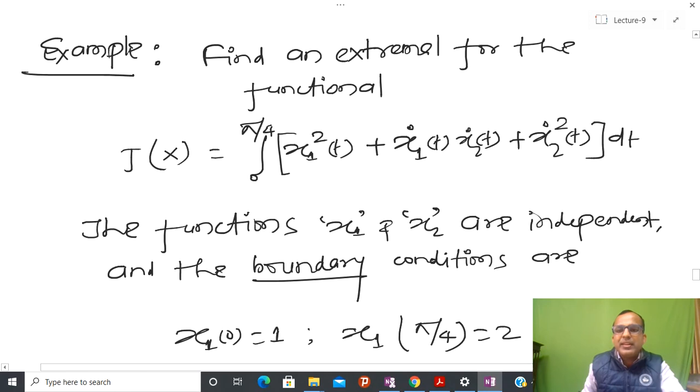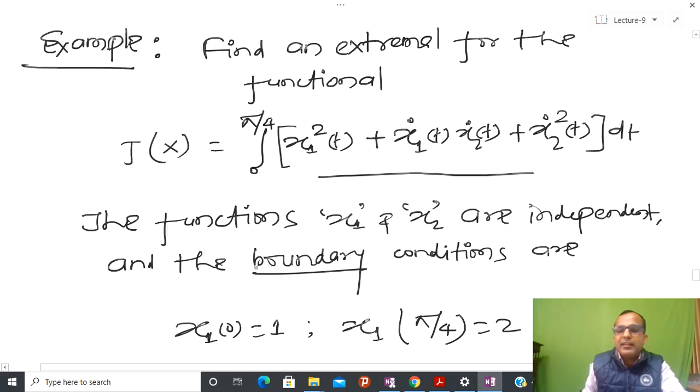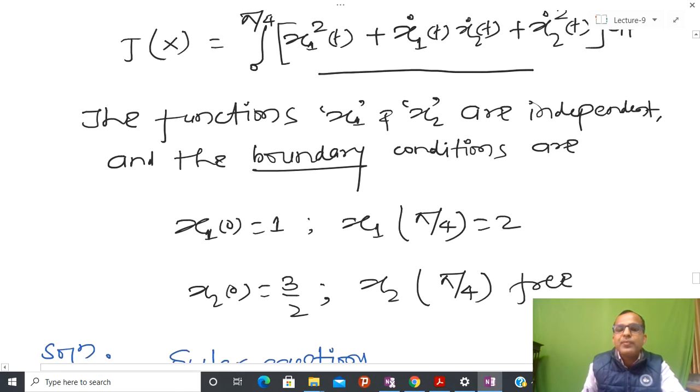Similarly, suppose I change the functional, and in this particular problem you can see that this problem is a little bit tricky. What I am assuming is that the initial time 0 is given. At that time I know the state x1 is 1 and x2 initially is 3/2, and the time starts at t equal to 0.